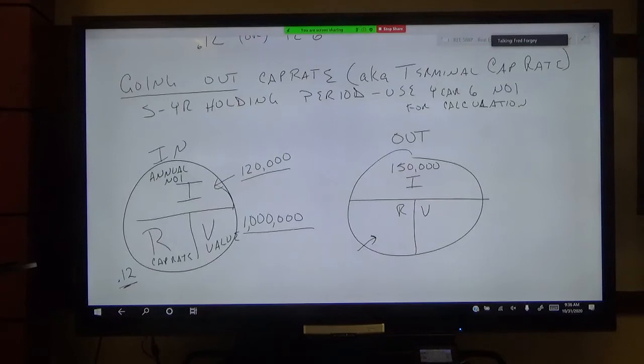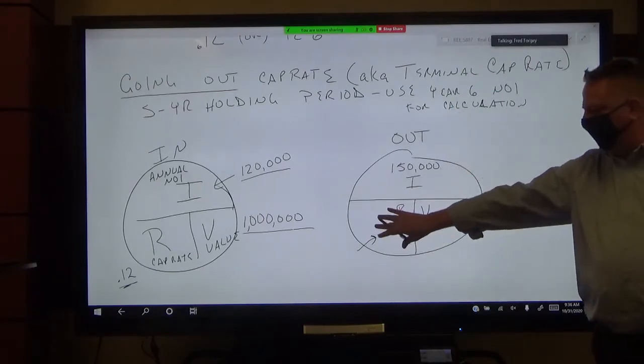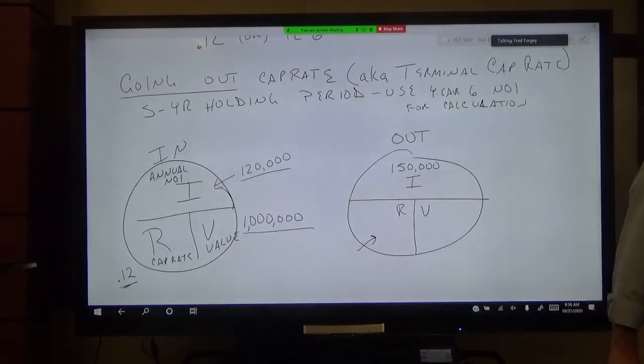If you owned this property, if you were the owner of this property over that 5-year period, what do you want in terms of the cap rate? Lowest cap rate possible. Yes. In the terminal cap rate, in a perfect scenario, you want this cap rate to be as low as possible. And the reason you want it to be as low as possible is because you want to get the highest sale price that you can possibly get.